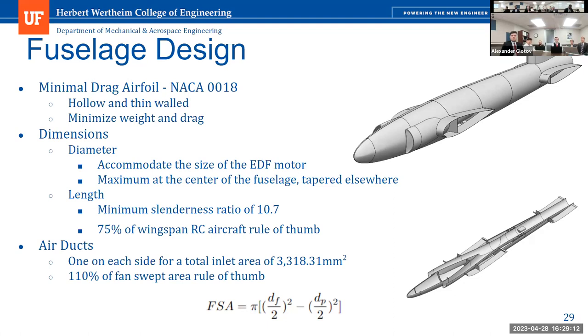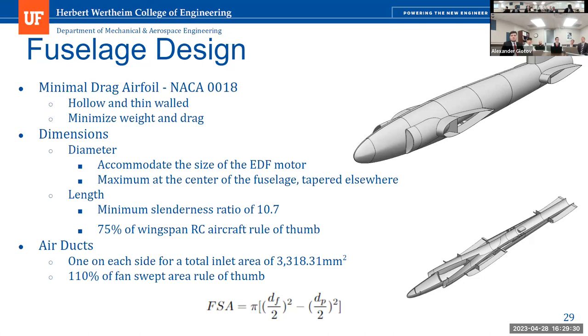Now, we used the 75% of the wingspan rule of thumb that we got from our literature review, and that gave us 1,257 millimeters. So we're about 100 millimeters longer than is generally suggested, but this was necessary so that we could incorporate all of our different electronics.